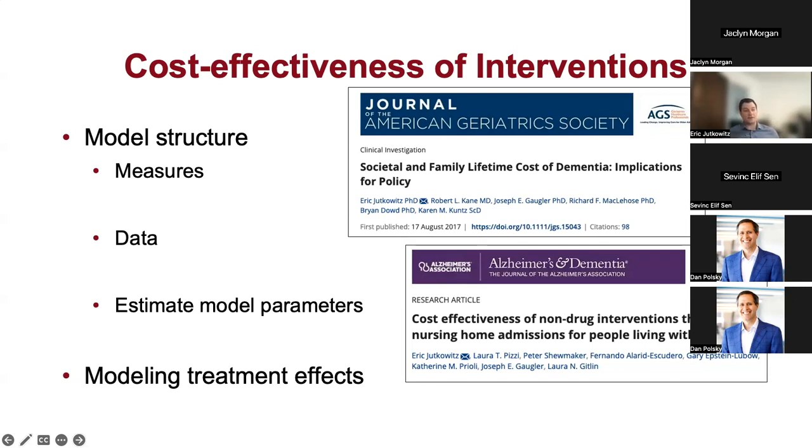We have a grant right now that's nearing the end, an R01 that was looking at the cost effectiveness of non-drug interventions that support people with dementia. And we've used our modeling framework to do that. We published a paper, I guess it was middle of last year, on the cost effectiveness of non-drug interventions that reduce nursing home admissions for people with dementia. So we'll share some of those results. And now we're working on writing up and submitting a paper on non-drug interventions that reduce functional decline and or manage behavioral symptoms for people with dementia.